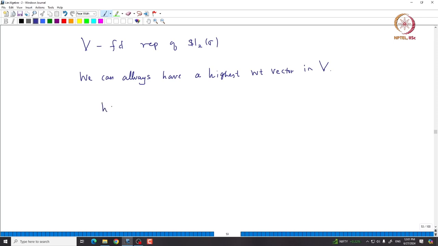So let's look at the operator H that is acting on capital V. Then because H is acting on a finite dimensional space, it must have an eigenvalue. Let us take the vector W to be an eigenvector of H with eigenvalue A. So that means HW should be equal to AW. Now, use the action of X and see that XW is going to lie inside V A plus 2. Since all these A plus 2k's are distinct, there exists some smallest k for which x power k plus 1 W is not 0, and then x power k W will be 0.